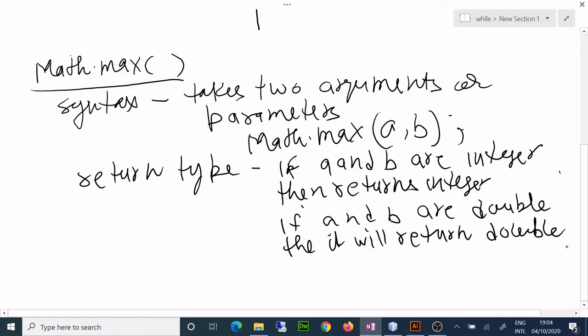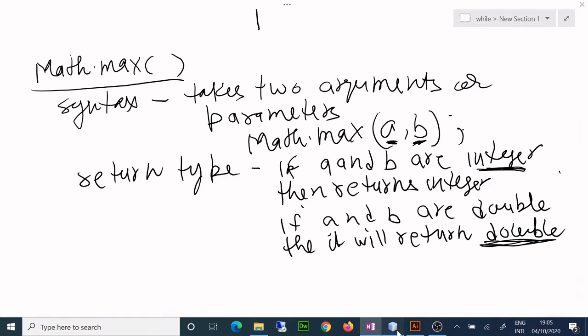So my first method is Math.max, and as you know, it has a syntax, it takes two arguments or parameters, a and b. If the arguments are integers, then it returns an integer value. And if a and b are double or float, then it is going to return double or float. So it depends on what type of value the arguments have. The same type of value is what it is going to return. So what does Math.max do? It finds the maximum of any two numbers.